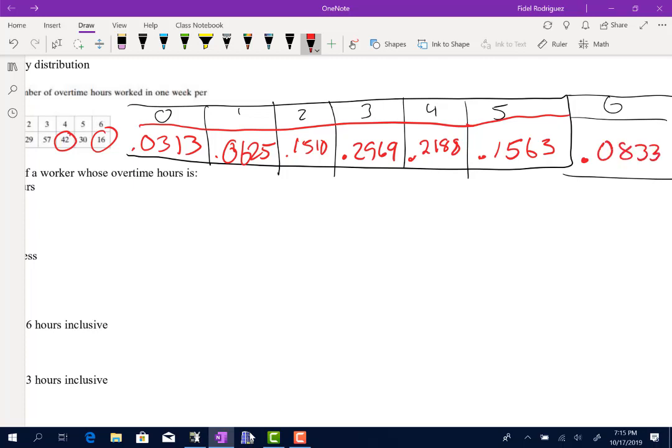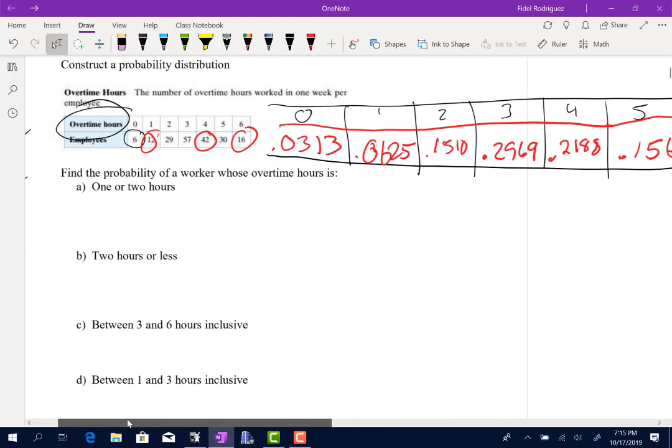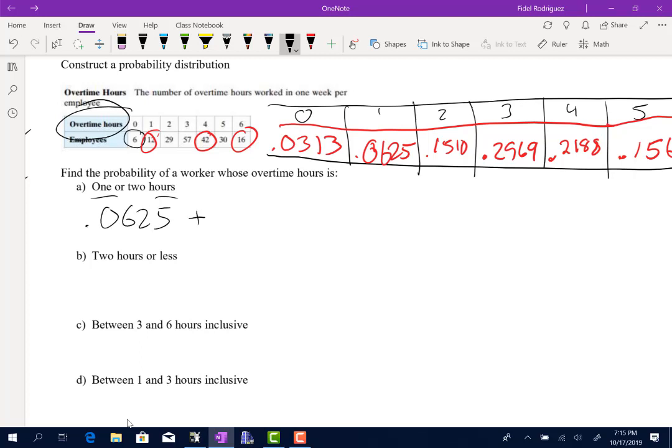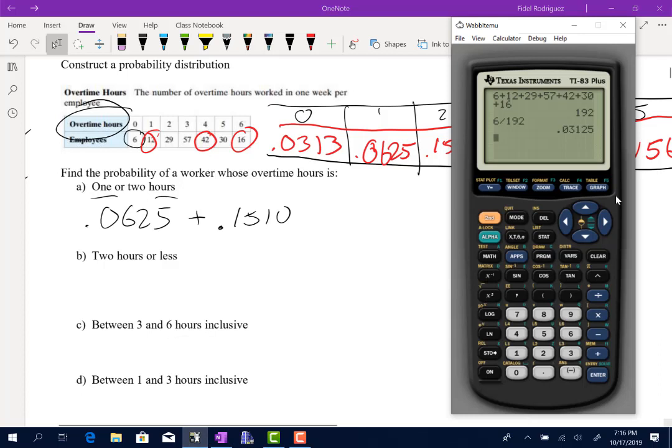0.0833. Okay, so now we have our probability distribution table. Then we're going to come back and take a look at part A. Part A says, find the probability of 1 or 2 hours. So aren't I just going to take the first number, which is 0.0625, and add what other number, if it's 1 or 2 hours? 0.1510. Okay. Then I'll come back and grab my calculator. Let me clear this out.